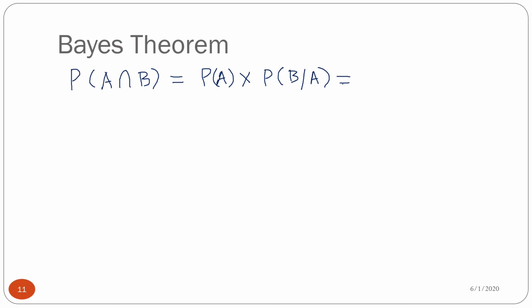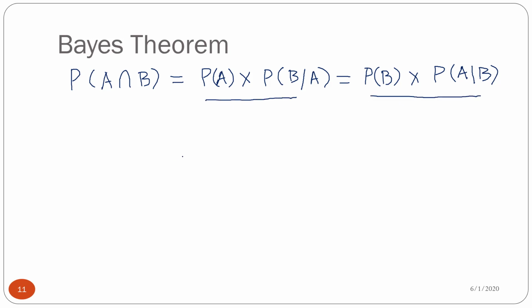And the same thing can also be written as the probability of A intersection B can also be written as probability of B multiplied by probability of A, conditional probability of A given B. So the probability of intersection of two events A and B can be written as either probability of A multiplied by conditional probability of B given A, or probability of B multiplied by conditional probability of A given B. So now let's pay attention to these two terms.